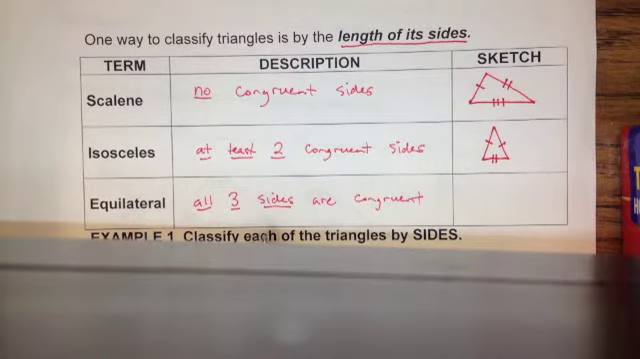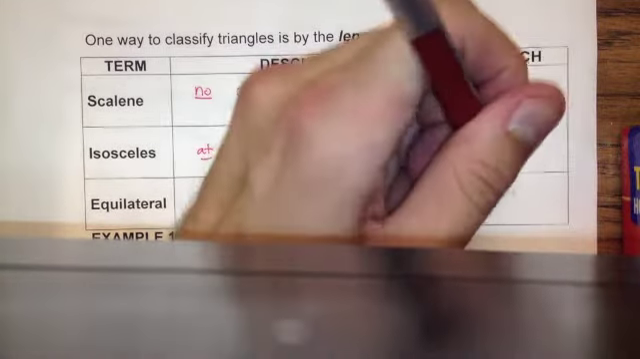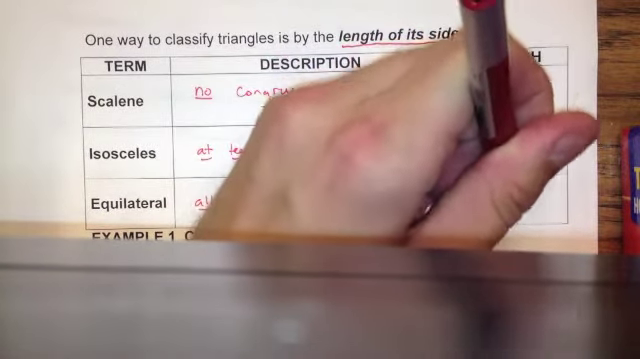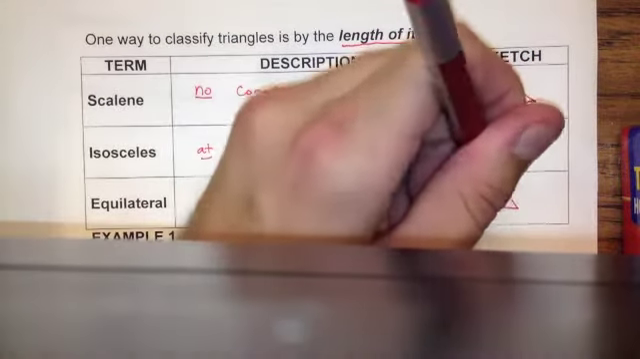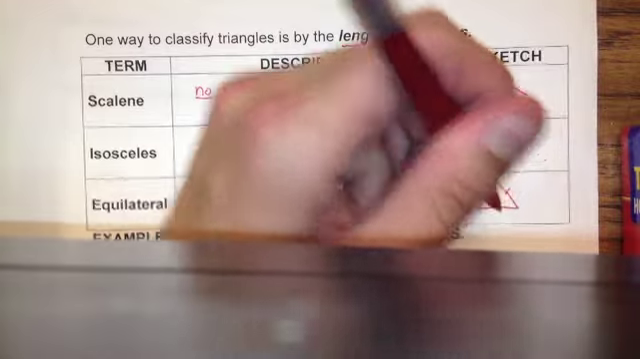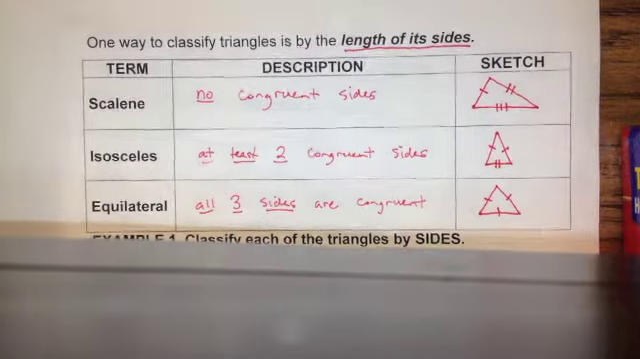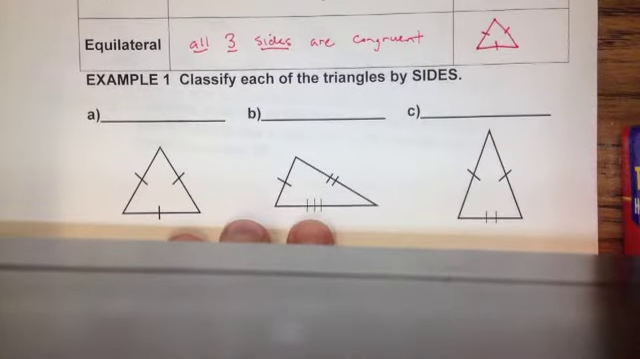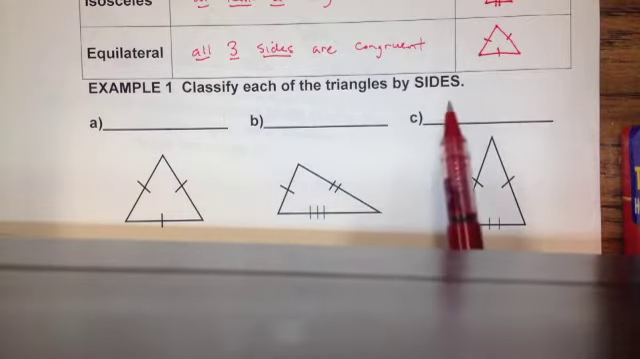For equilateral, which meaning all 3 sides are congruent, draw you a triangle with all 3 sides being approximately the same length, and put you a single hash mark through all 3 of those sides, indicating all 3 of those sides are congruent. So you got scalene, isosceles, and equilateral. And we're going to use those vocab terms to answer example 1.